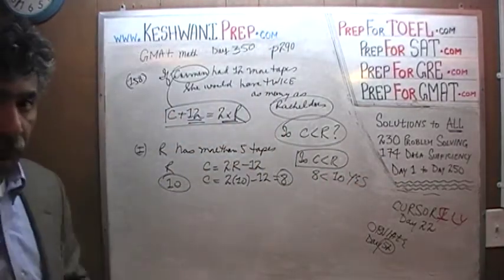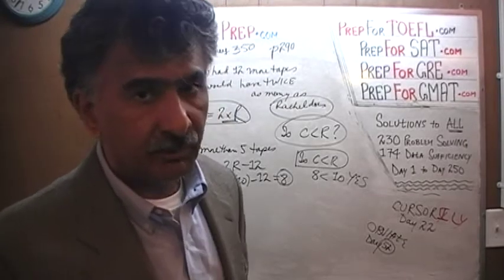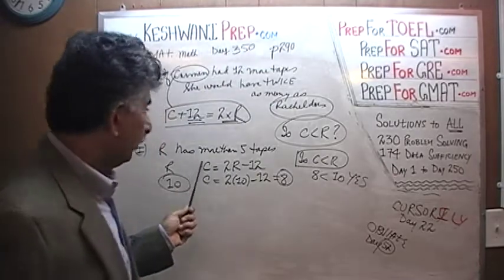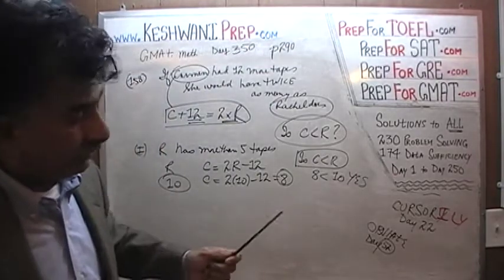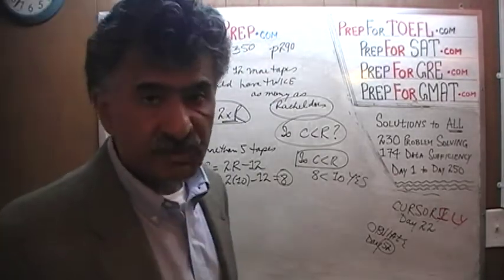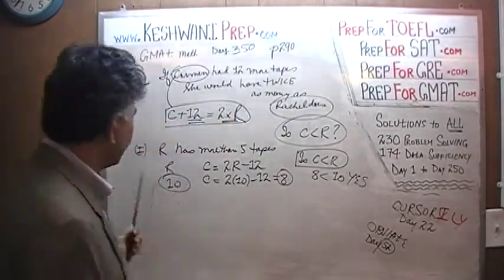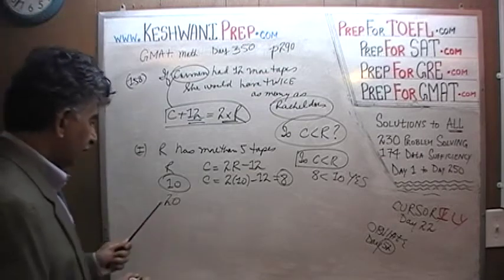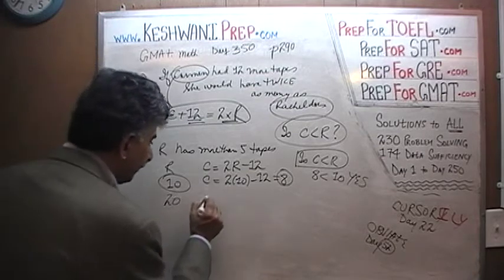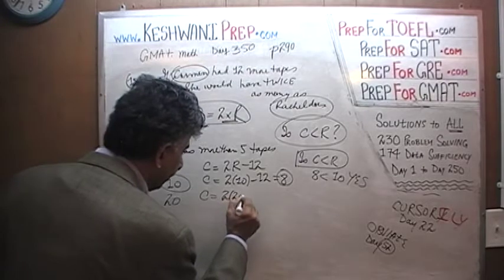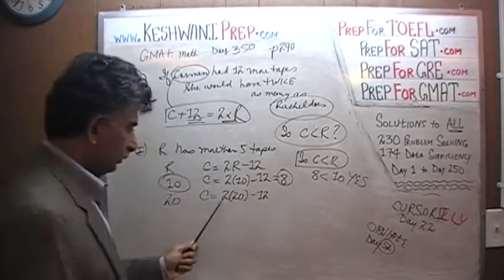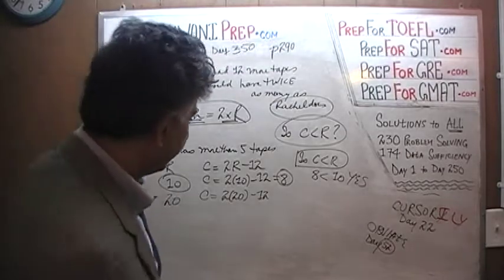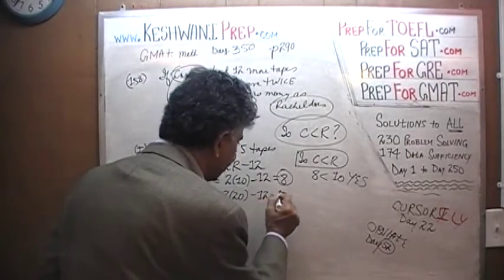But that's just one of infinite possibilities. There are infinite possibilities as to how many tapes Rachel might end up having. All we know is that she has more than 5 tapes. Maybe she has 50 tapes. Maybe she has 50 million tapes. Let's just try a different number. Let's put in 20. If Rachel happens to have 20 tapes, then Carmen would end up having 2 times 20 minus 12. 2 times 20 is 40. 40 minus 12. 40 minus 10 would be 30. So it's 28.